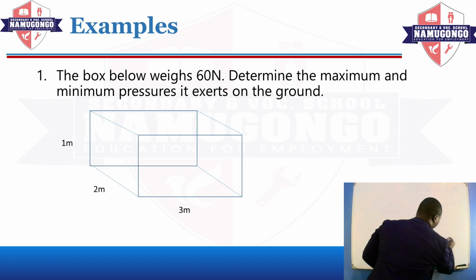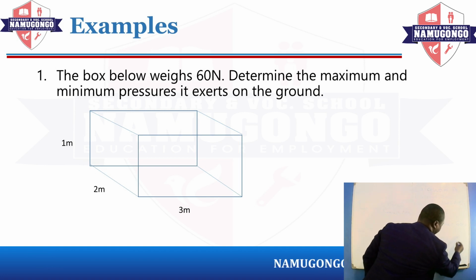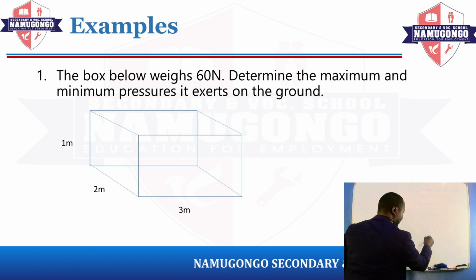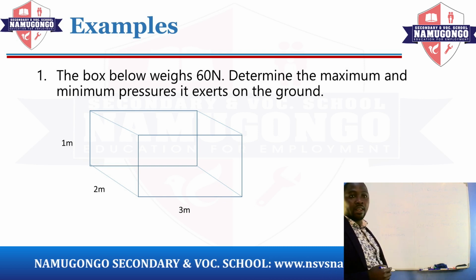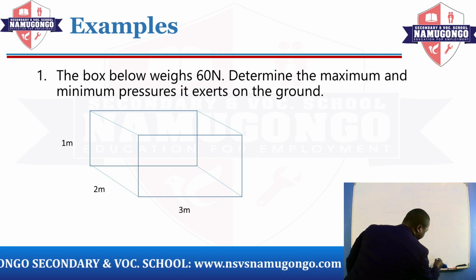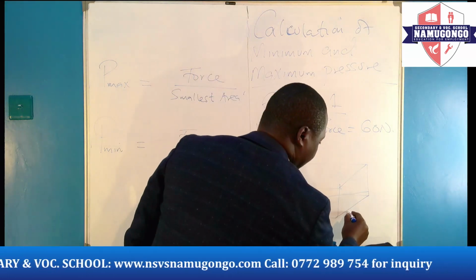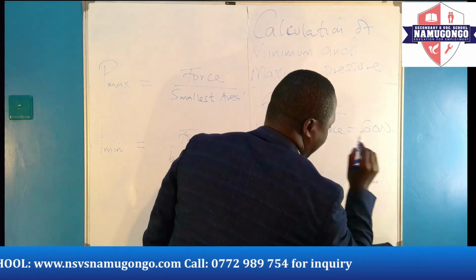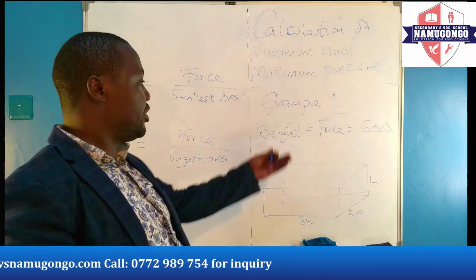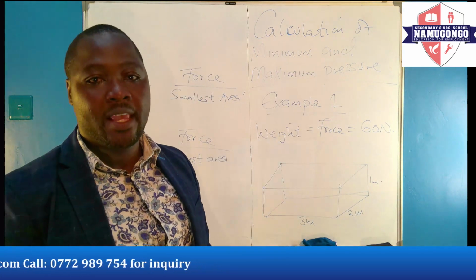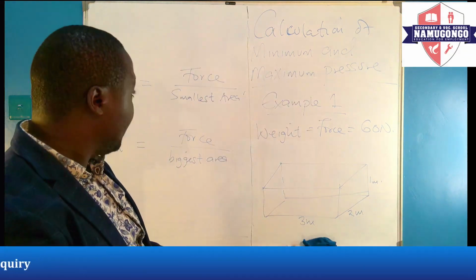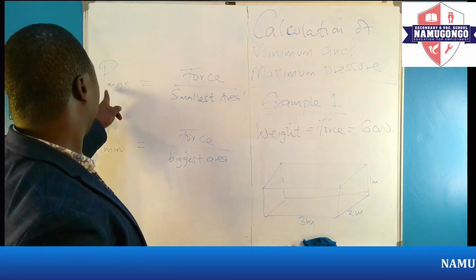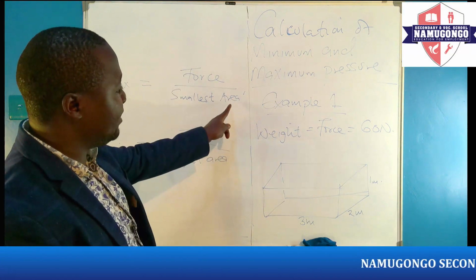Now, the dimensions of our box: we have the length, the width, and the height, because this is a three-dimensional figure. So, the length is 3 meters, the width is 2 meters, and the height is 1 meter. Now, the question is saying we determine the maximum and the minimum. Remember from our formula that maximum pressure is given by force over smallest area.